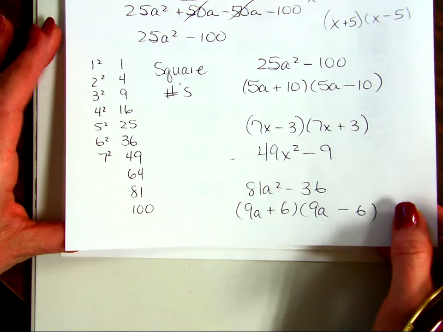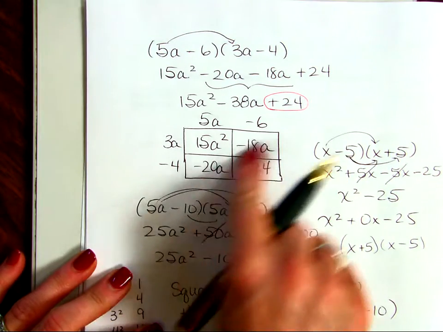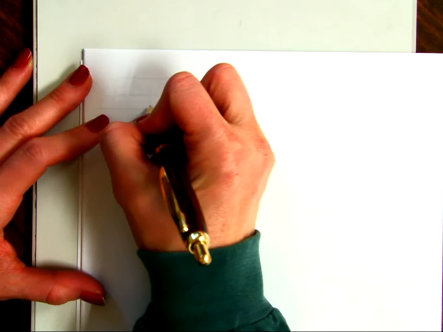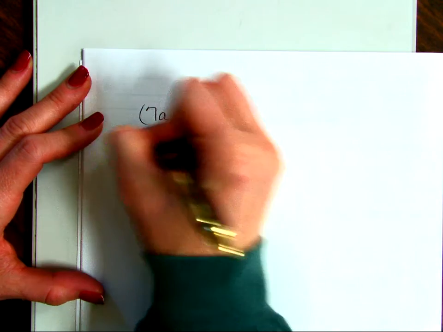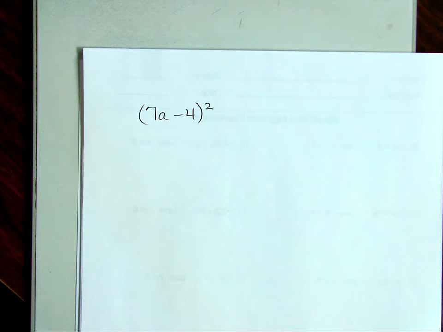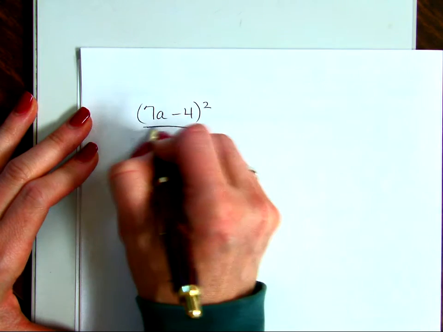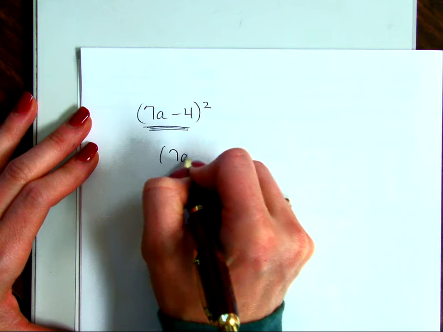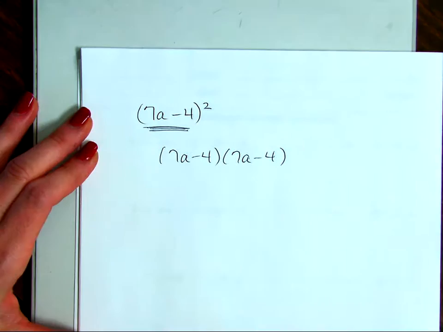You could also do that with the box method and see the same thing would happen. The only thing that would happen is these two would end up canceling, okay? Another thing that you may see that's kind of different, you may see a 7a minus 4 squared. So this problem is done no differently than the other problems. You just have to maybe do a little bit of rewriting. So squared means the base times itself. And if the base is 7a minus 4, then times itself just means another 7a minus 4.